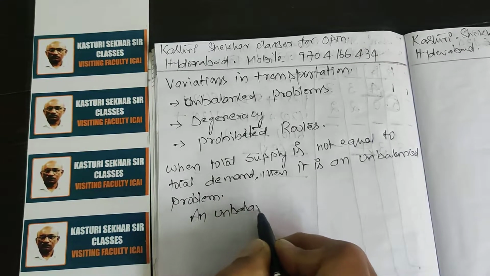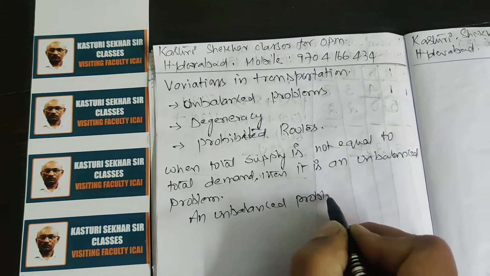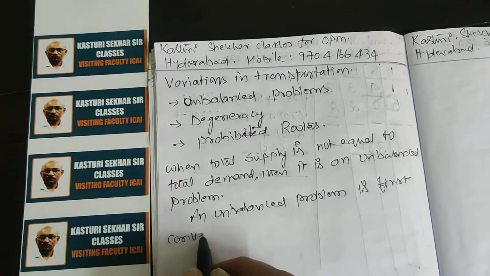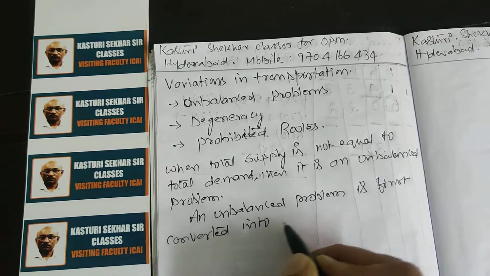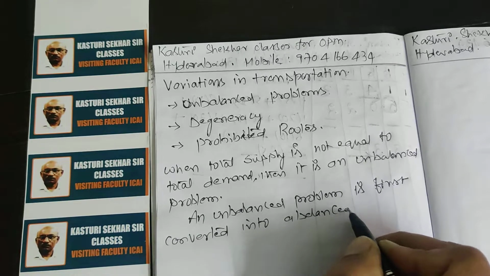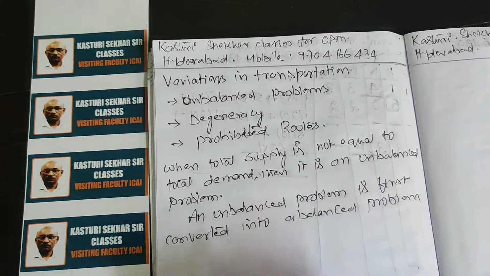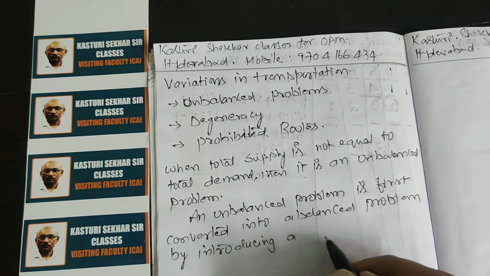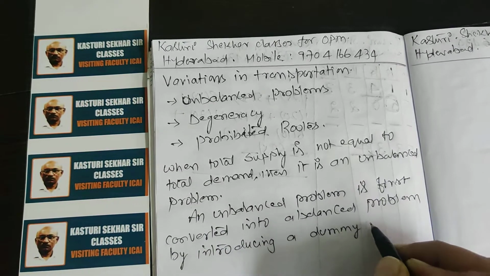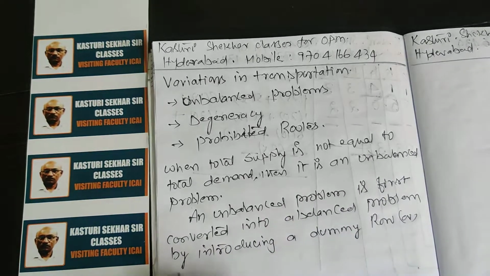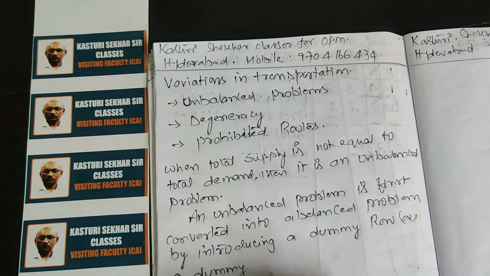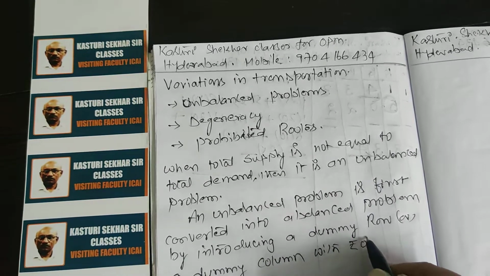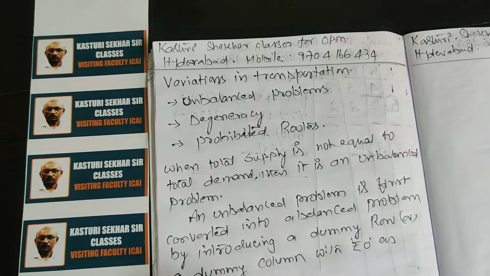An unbalanced problem is first converted into a balanced problem by introducing a dummy row or a dummy column with ₹0 as transportation cost.